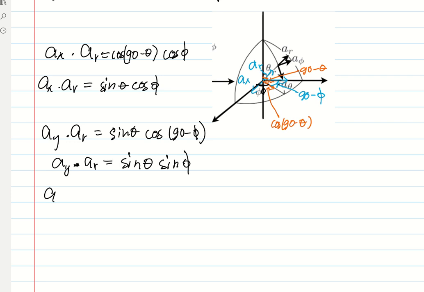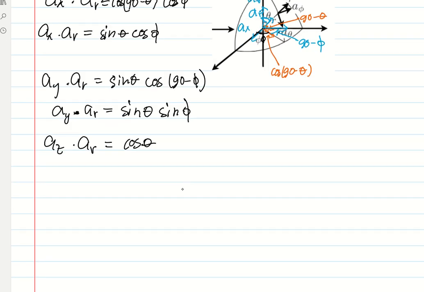And for az dot ar, it will be equal to, where is our az? Our az is this unit vector. It goes upward, that is az. Whereas ar, this is ar. So what's the angle between them? It's just theta. So the answer here is just cosine of theta. And repeat this again for the other unit vectors.